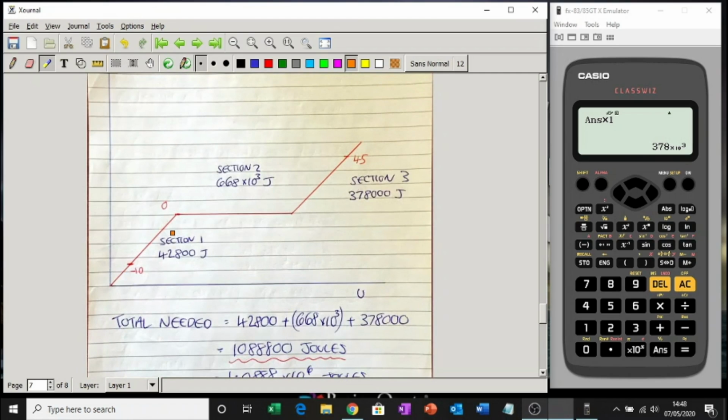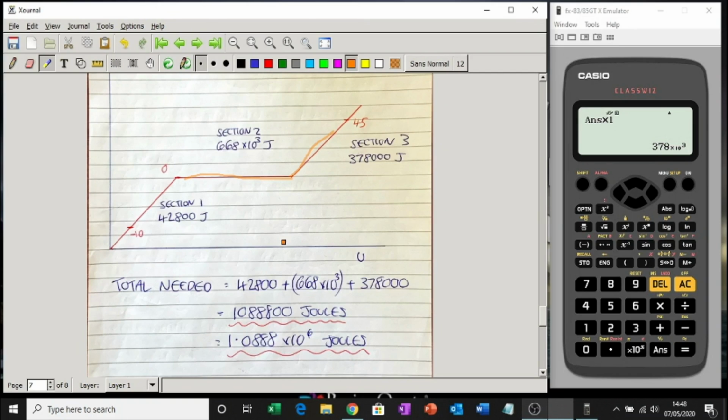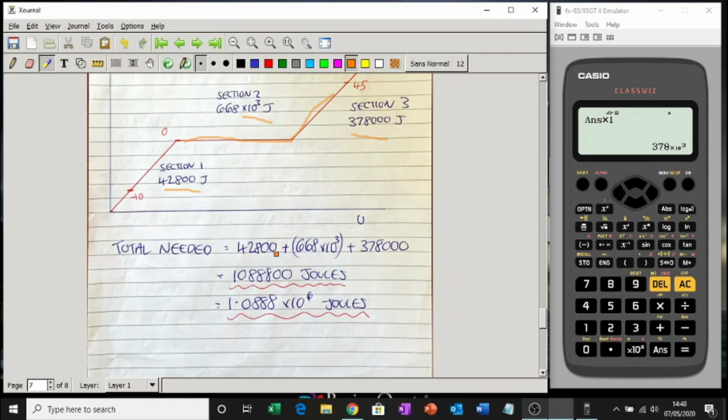So we know, on our diagram, to go from there to there, 42800, to go from there to there, 668 kilo, and from there to there, 378 kilo. So to get ice from -10 all the way up to 45 degrees water, we need this plus this plus this. So all of that added up will give you that amount of energy. That's how much, 1 megajoule, we need to go from -10 ice all the way up to 45 degrees water.